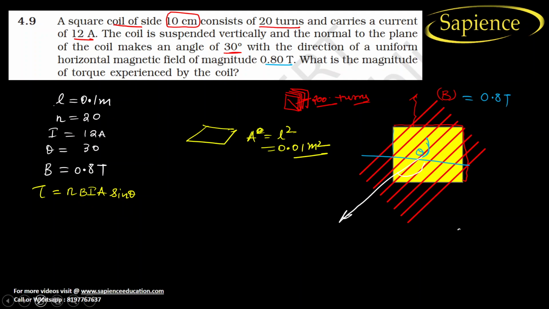So put the values now. In the torque, N is equal to 20, B is equal to 0.8, into current, which is 12 ampere, into area, which is 0.01 meter square, into sine 30°. Sine 30 means half. So when you calculate it, what amount of torque is being created? Let us check. Just pause the video and try to solve it on your own.